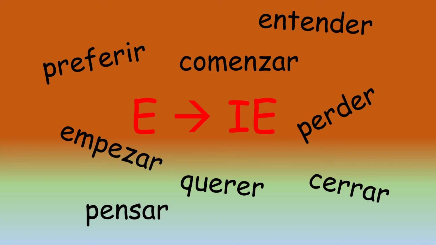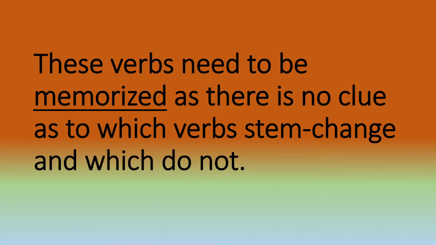Now, the fun part about this, there's no clue as to which verbs are stem changers and which verbs are not. So while you're memorizing your vocab, you've got to memorize it as preferir, to prefer. It is an E to IE stem changer. Okay? Sorry. That is the only way to know which verb is a stem changer. Eventually you'll know it just through use because it sounds right, but to start out, you got to memorize it.